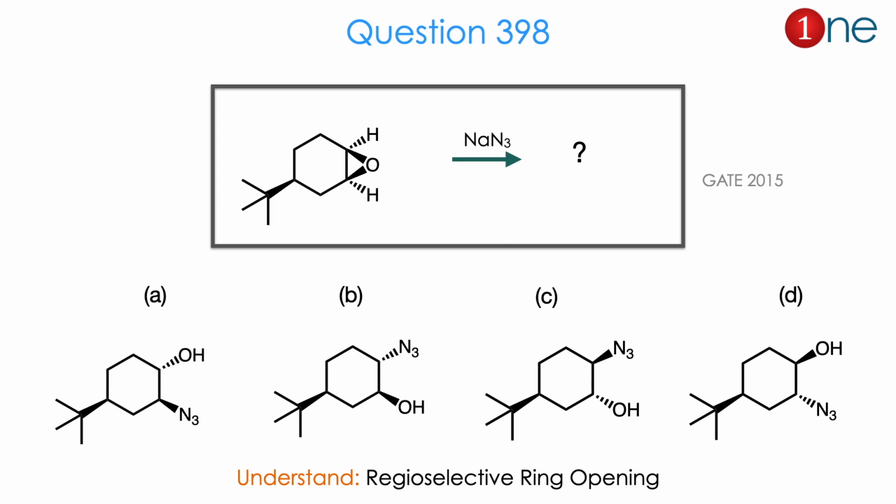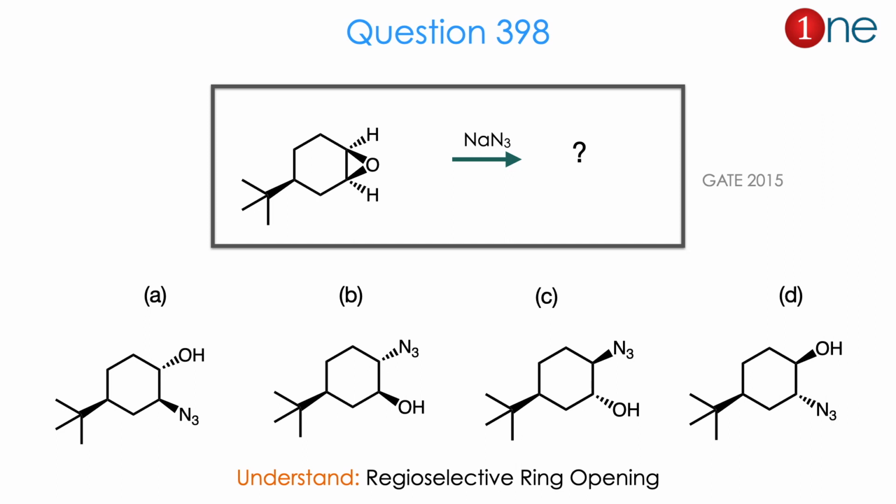Then let us look at the next question. The starting material is cyclohexane containing an epoxide and a tertiary butyl group. The epoxide is above the plane, the tertiary butyl group is above the plane, and hydrogens are below the plane. You are reacting it with sodium azide. They ask you to find the product. The products are 4 different ones. All differ in the stereochemistry and the position of OH. Basically we are playing between OH and N3. It can differ and its stereochemistry can differ there.